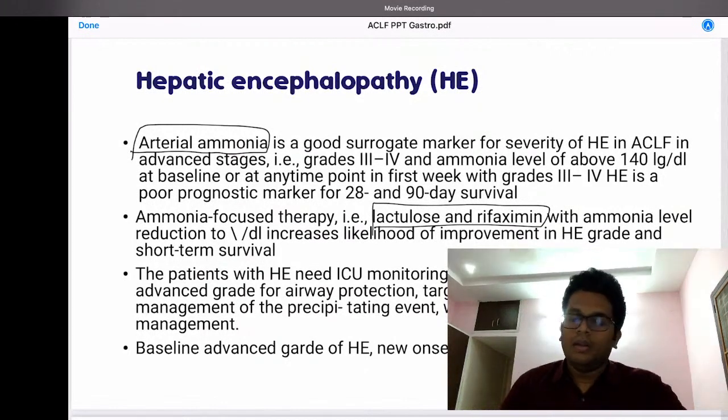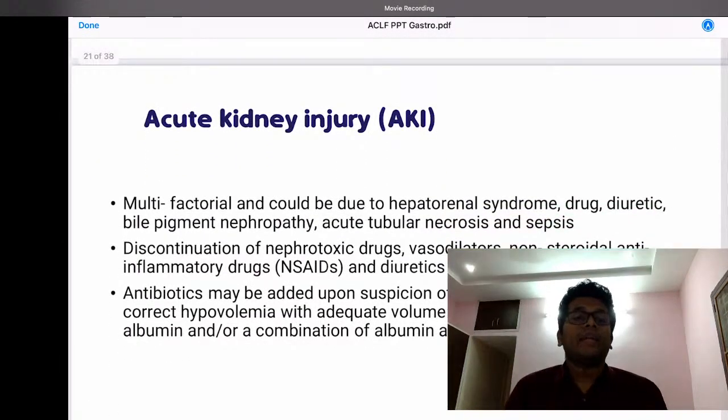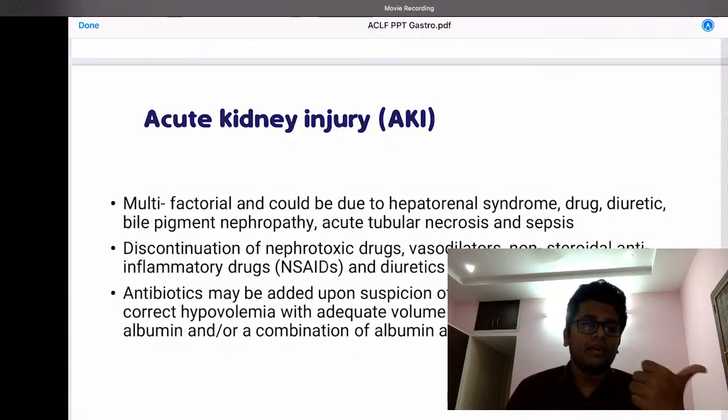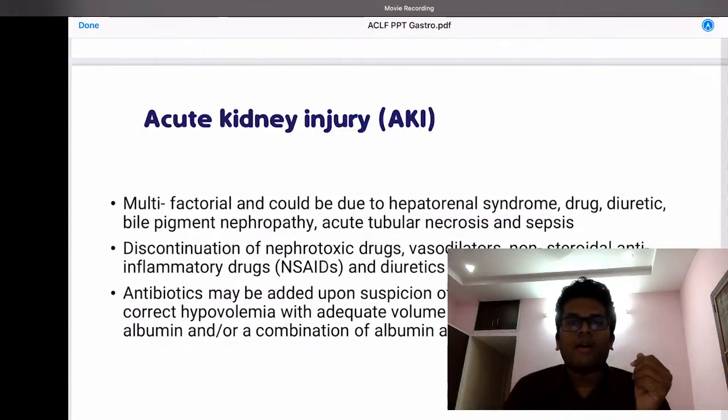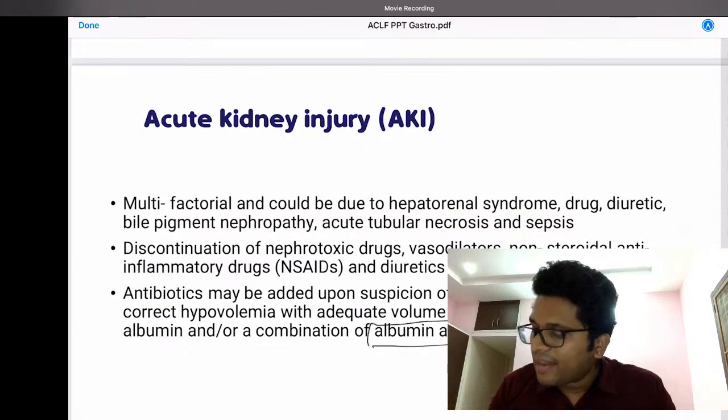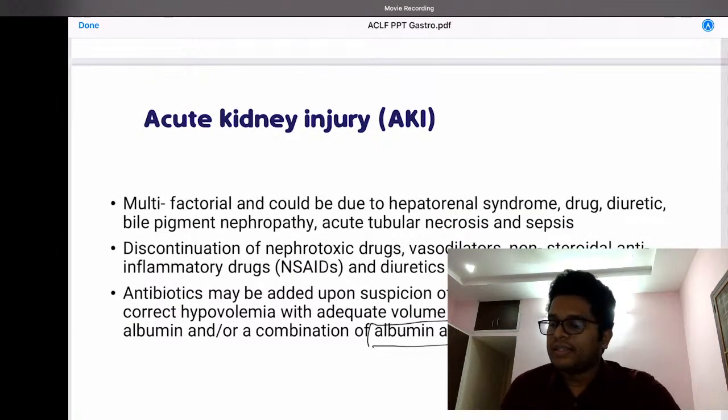Okay. Next comes acute kidney injury. How would you treat an acute kidney injury in this setting? First thing is you need to stop some precipitating factors. It can be some drugs, diuretics, or it could be other factors like bile pigment nephropathy, an acute tubular necrosis, or sepsis itself presenting as raised creatinine. So we should be very careful and try to discontinue NSAIDs, nephrotoxic drugs, and diuretics. Antibiotics have been proven to help when there is suspicion of a proven infection, and we should correct hypovolemia. Adequate use of a combination of albumin and terlipressin has been proven quite effective in this particular setting.